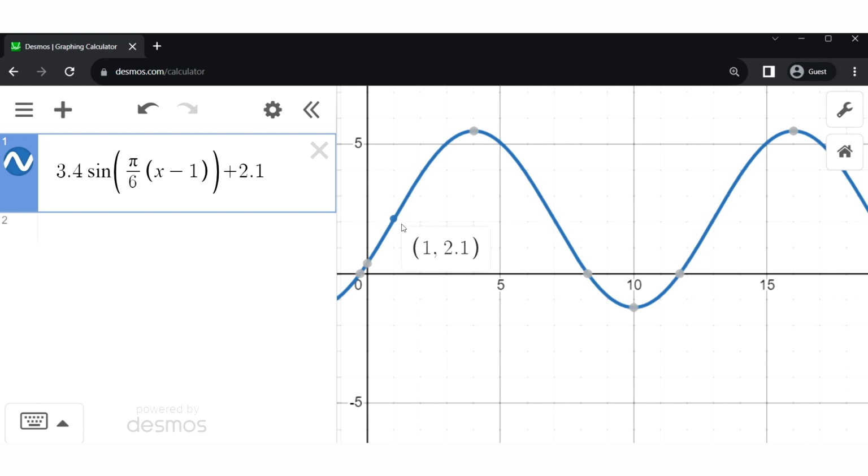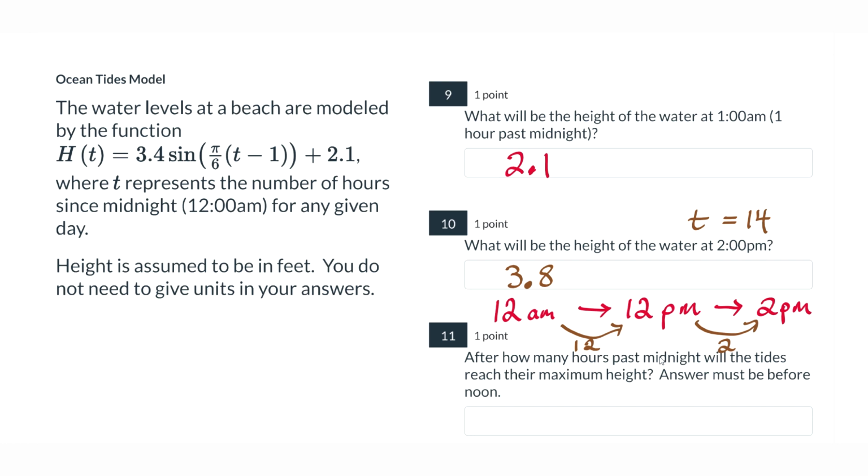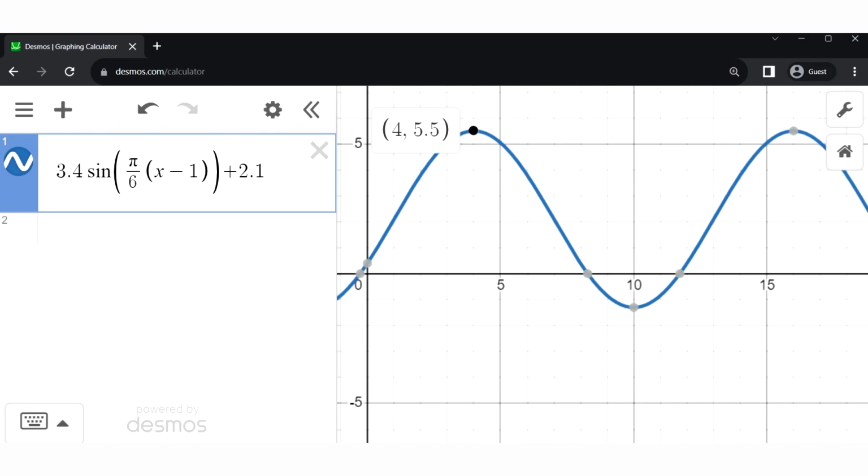Remember how we did 1 hour past? It was 2.1, right? So at 1 hour past midnight, it's 2.1. We can even go all the way to 14. At 14, we got 3.8, right? It gives the same information. And what we can do is just follow the graph to find the maximums. So the maximum value reached is 5.5, and it took 4 hours to do that. The answer I'm choosing is before noon, because if I go to the other maximum, it's at 16 hours past, that would be past noon. So 4 hours would be 5.5, the maximum, so 4 hours.